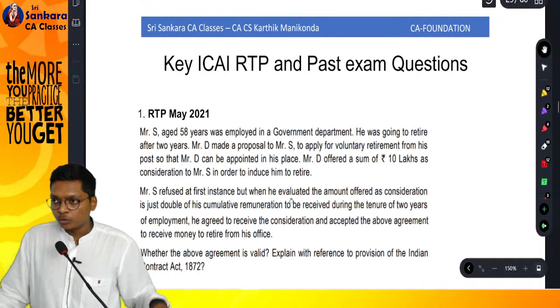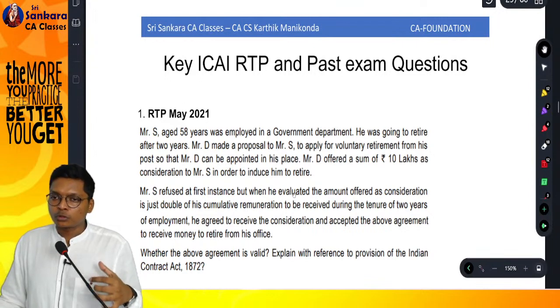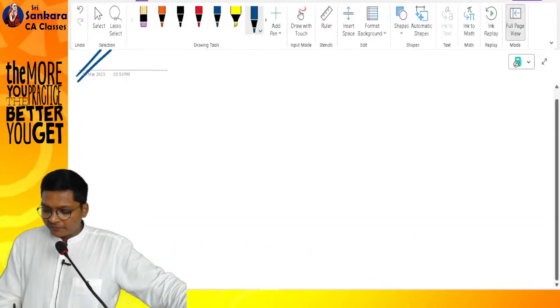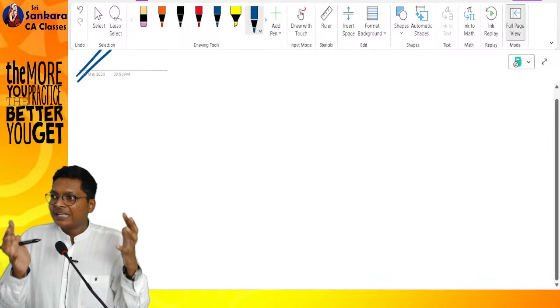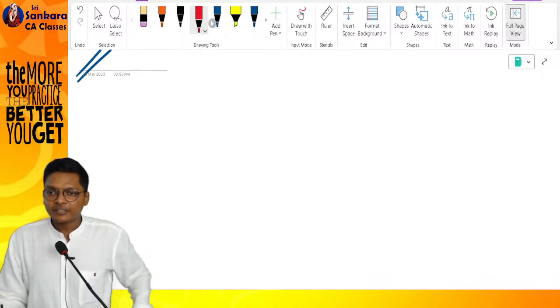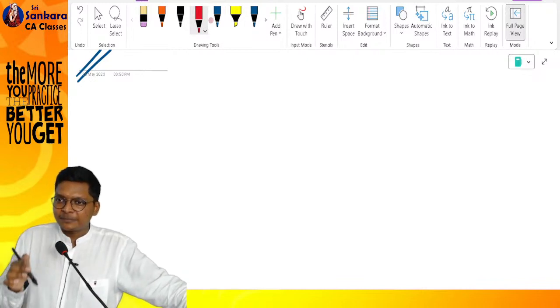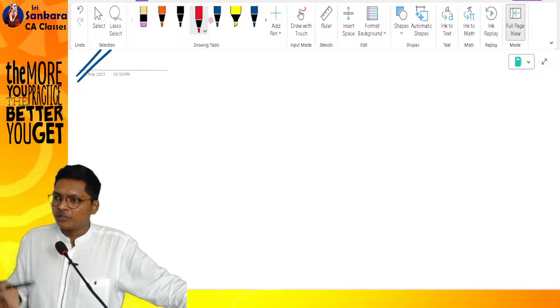Our agenda now is to solve RTP and past exam questions of almost close to the last 4 to 5 attempts. At this point, we have finished the concept revision. We have done questions of regular chapters also. Let's straight away focus on revision. We will also focus on presentation during the class. Maybe one question of your choice I will dictate in the class towards the end of the class.